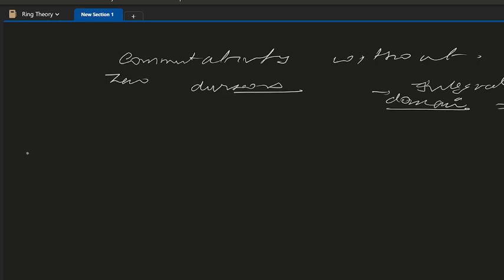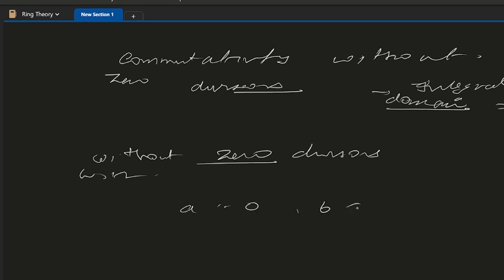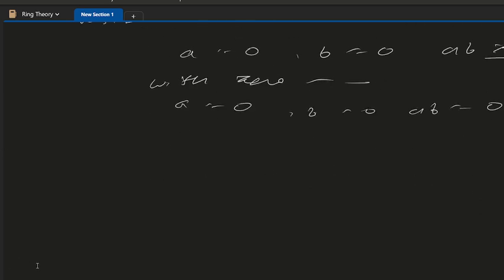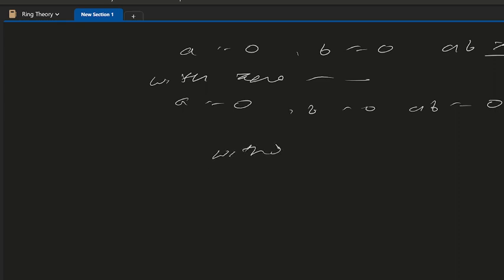Now we will study the definition of without zero divisors. There are two terms, with zero divisors and without zero divisors. What is the difference? If a is not equal to 0 and b is not equal to 0, and ab equals 0, then it is called with zero divisors. And if a is not equal to 0, b is not equal to 0, and ab is not equal to 0, then it is called without zero divisors. There are various theorems we will study later.